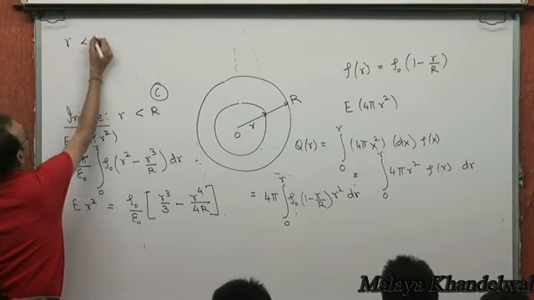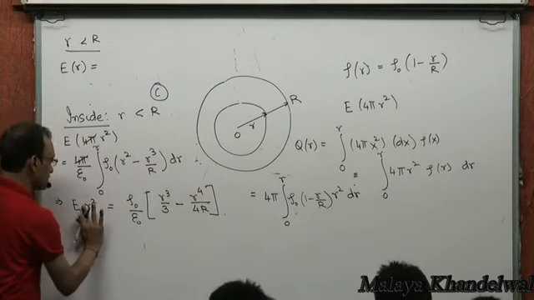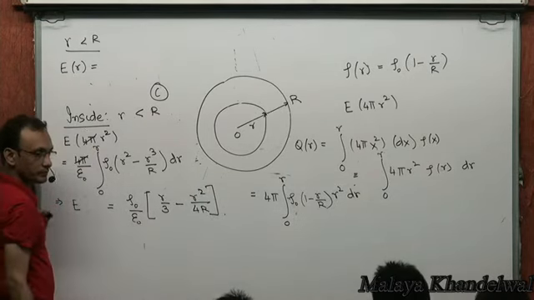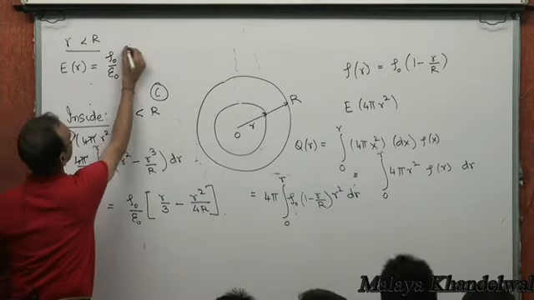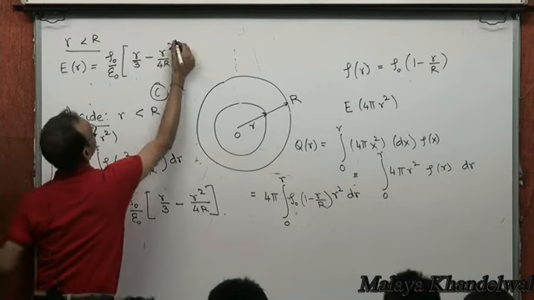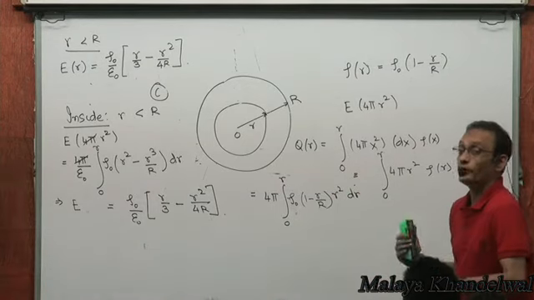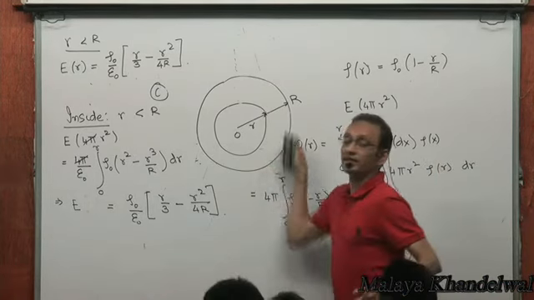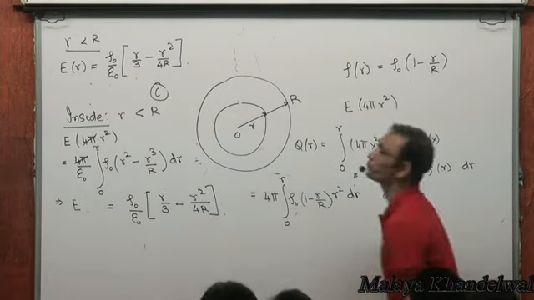So for r less than capital R, E at r is going to be given by r squared. When I divide by r squared, this will become r and this will become r squared, right? So that gives me rho naught by epsilon naught times r by 3 minus r squared by 4R, right? Yes or no? That's how electric field varies inside this spherical volume, inside this spherical region, right? So far so good. Yes or no?